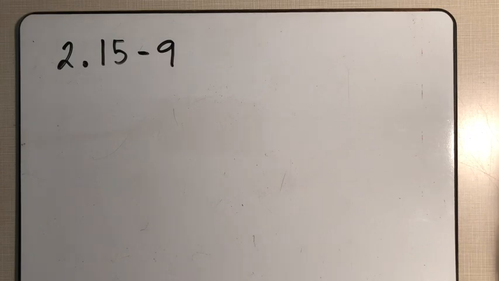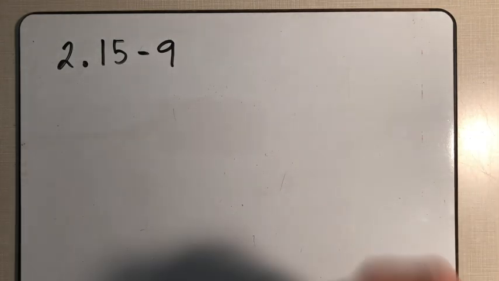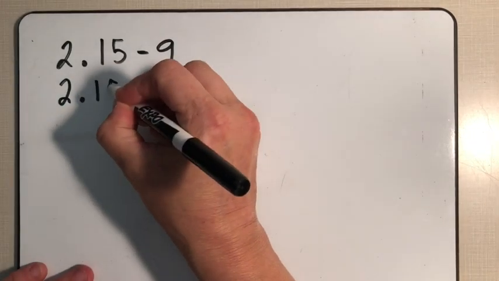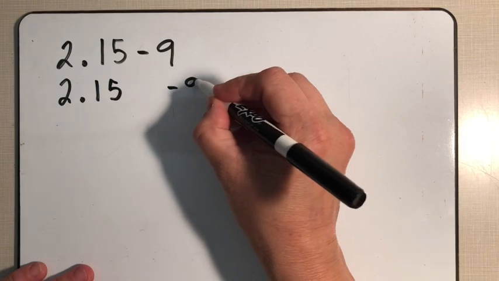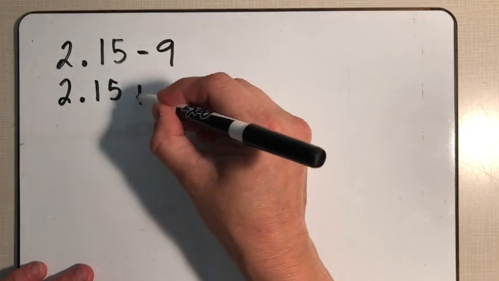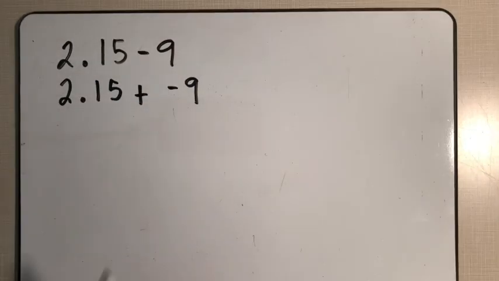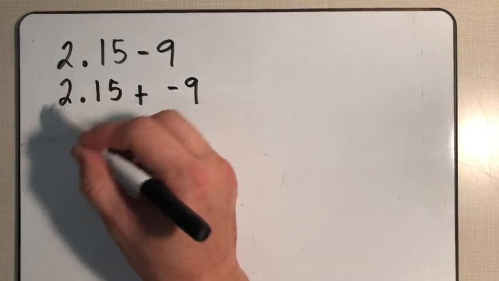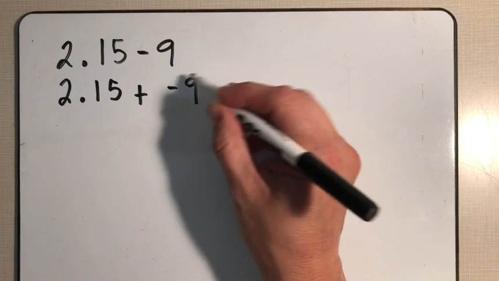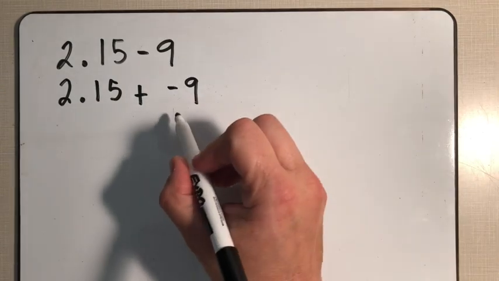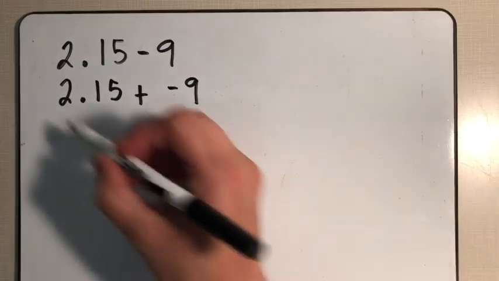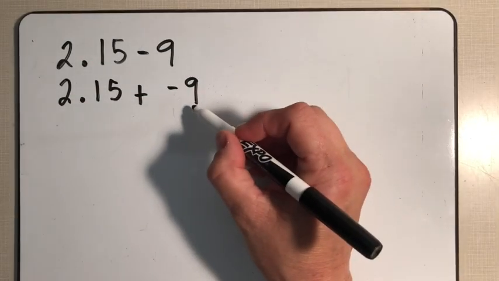All right, our next problem is 2.15 minus 9. It's easier to understand what's going on with this problem if we rewrite the problem. We're going to push that minus 9 over and make it a negative 9, and we're going to put a plus sign in front. So I can see that I have $2.15 and I owe $9. Since one number's negative and one number's positive, they're going to eliminate each other. I'm going to use this money to pay off some of my debt.